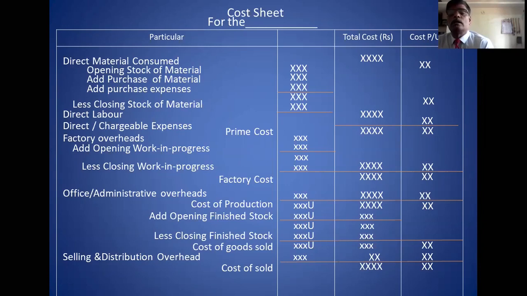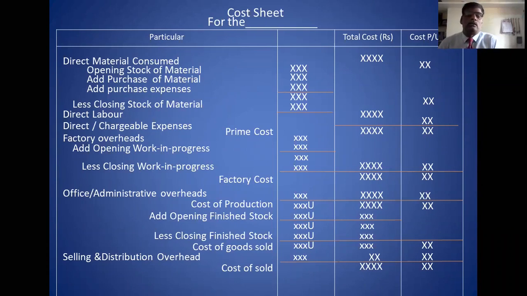How to ascertain the sale? The sale is ascertained on the basis of cost of sale plus profit. Cost of sale plus profit is equal to sale; sale is equal to cost of sale minus loss. Whichever you want, you can adjust.